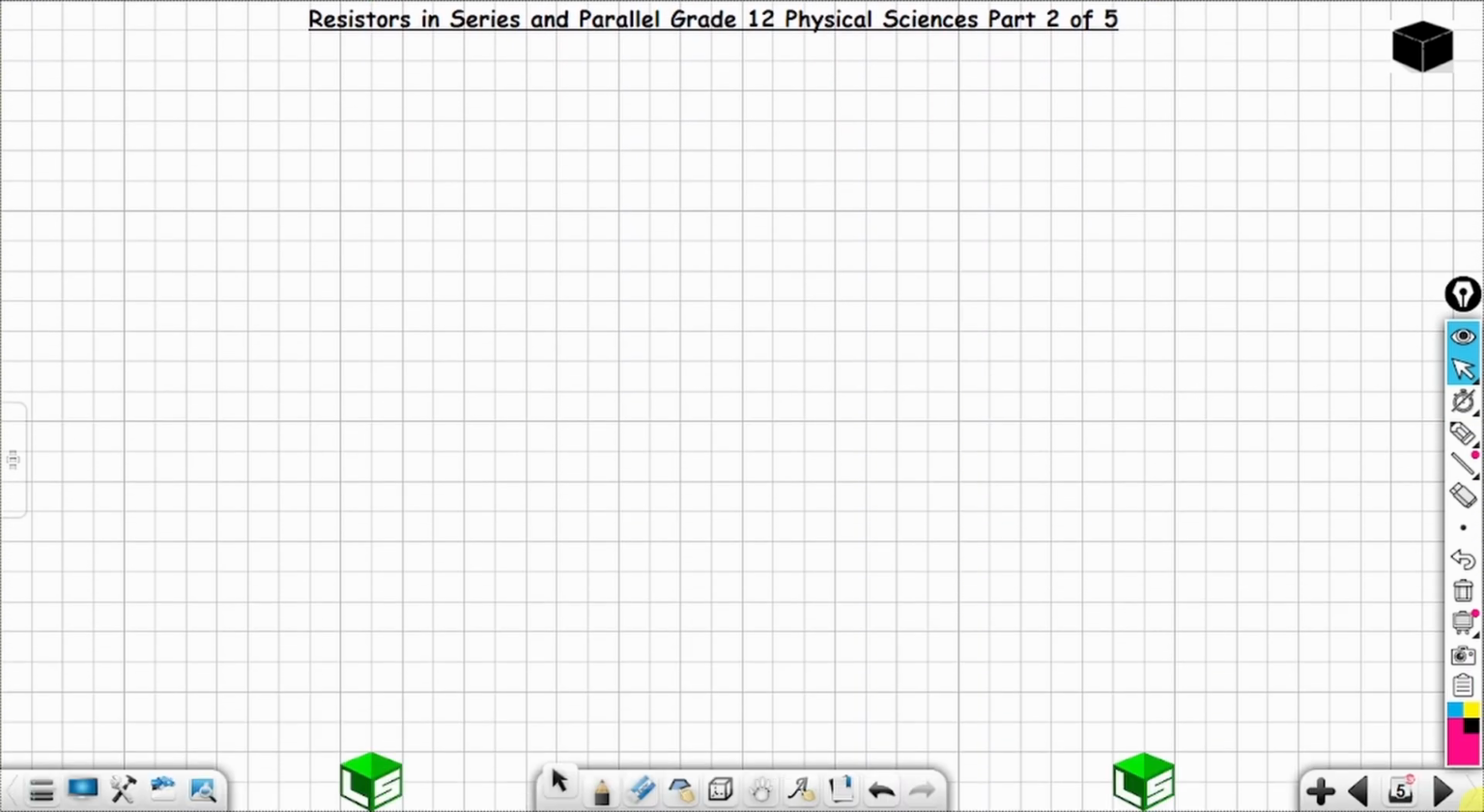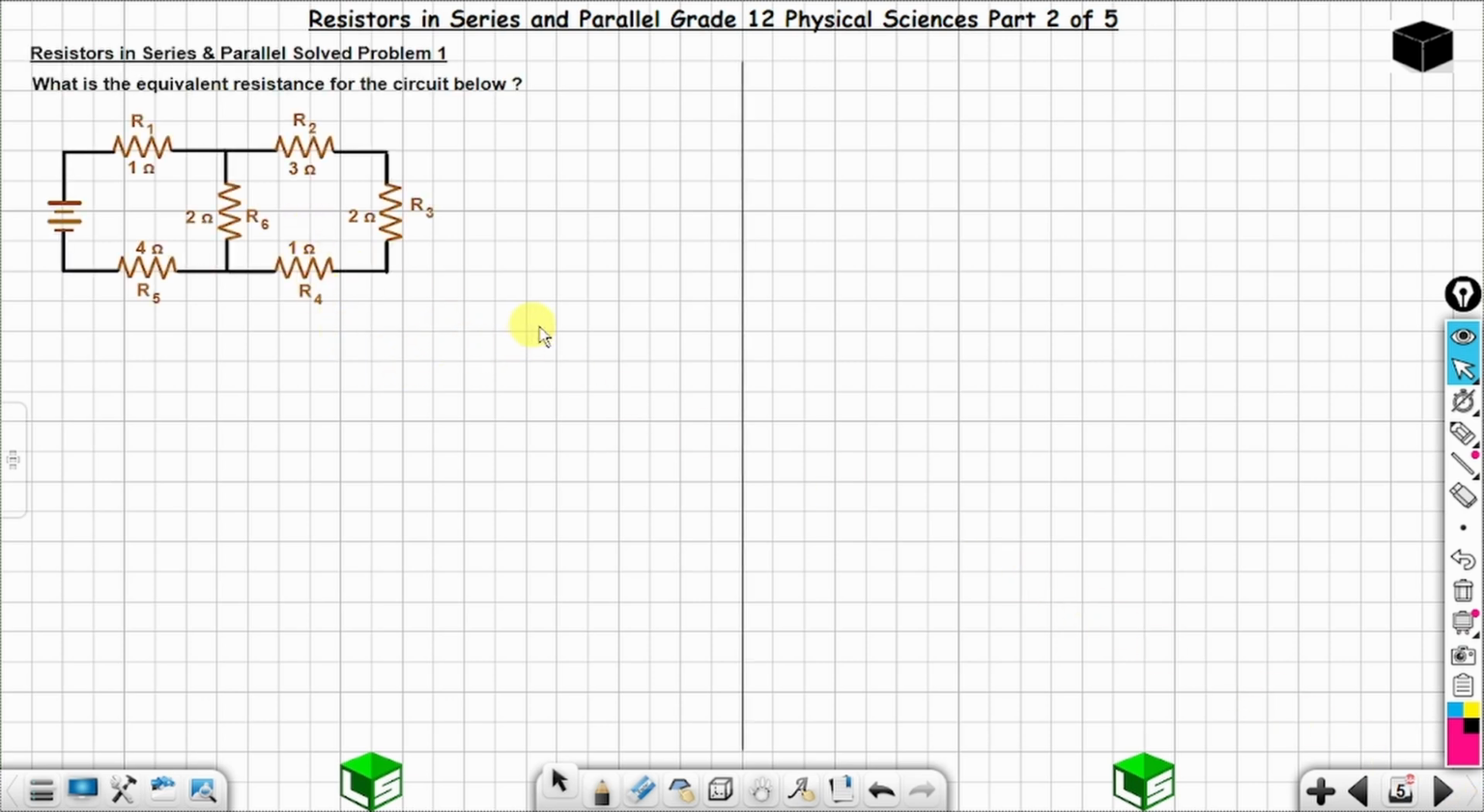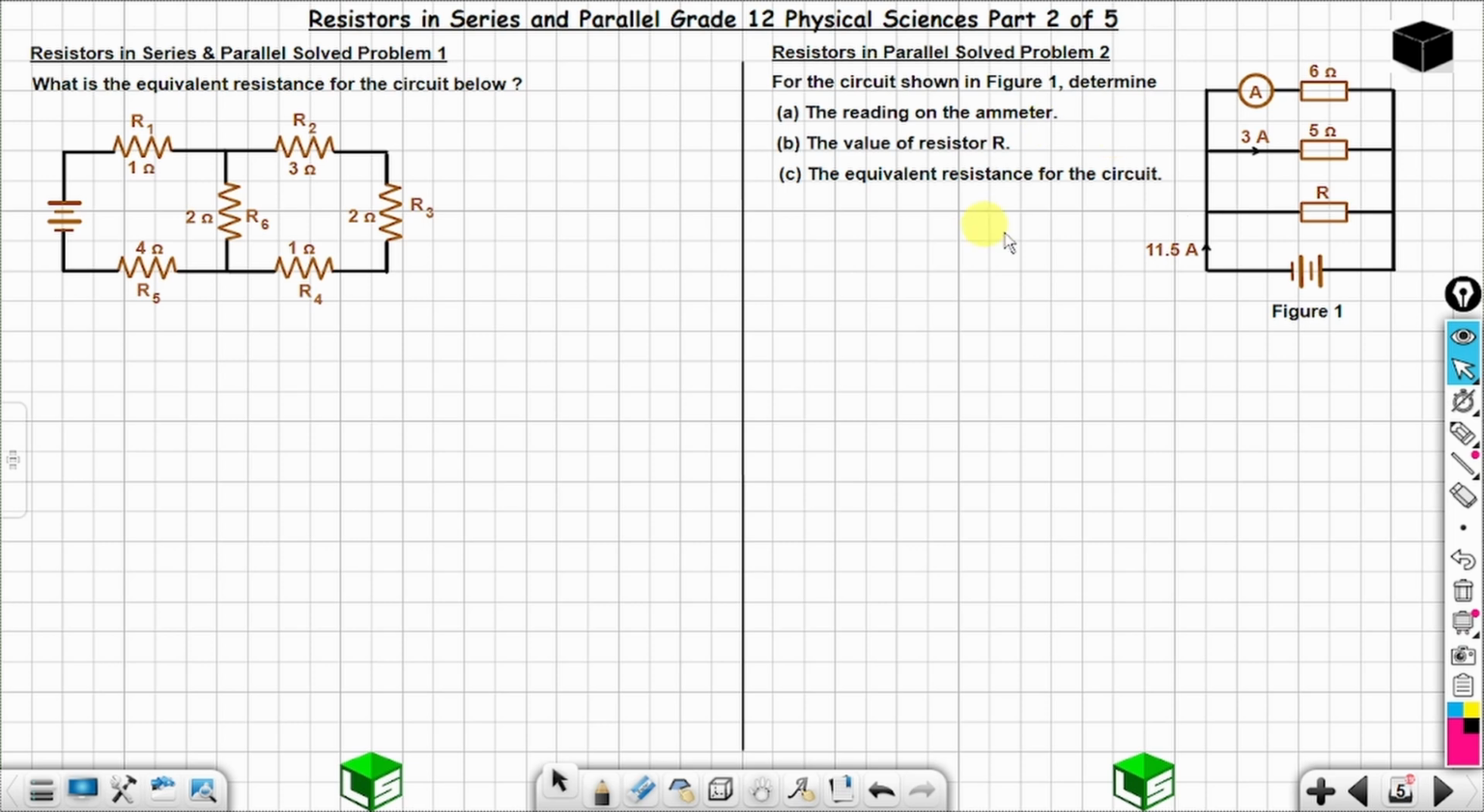Okay, let's solve these two problems. Problem number 1 and problem number 2. Let's start with problem number 1. Solution. So what is the equivalent resistance for the circuit below? In other words, what is the total resistance?